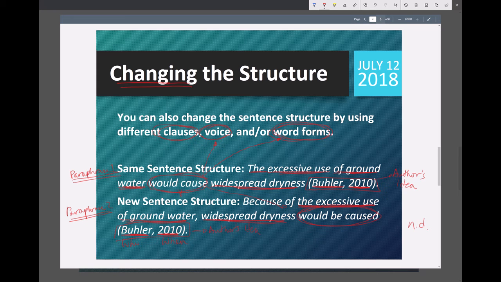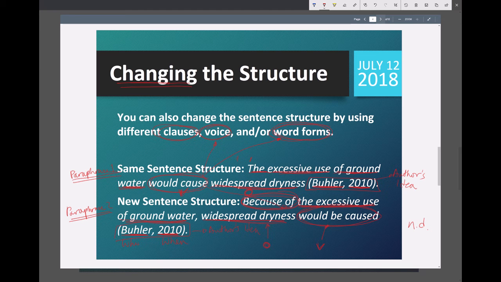Notice the verb comes before the object here, the object being widespread dryness. The object in paraphrase 2 comes before the verb, would be caused. Okay, and because the object is placed before the verb, you need to change the clause. That's why you have "because of" here. Notice in paraphrase 1, it does not have "because of", it's missing. You've actually added that in there.